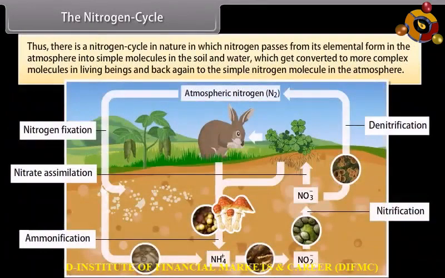Thus, there is a nitrogen cycle in nature in which nitrogen passes from its elemental form in the atmosphere into simple molecules in the soil and water, which get converted to more complex molecules in living beings, and back again to the simple nitrogen molecule in the atmosphere.